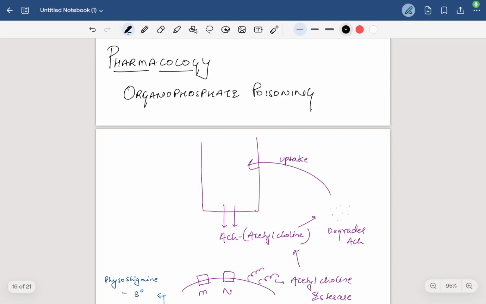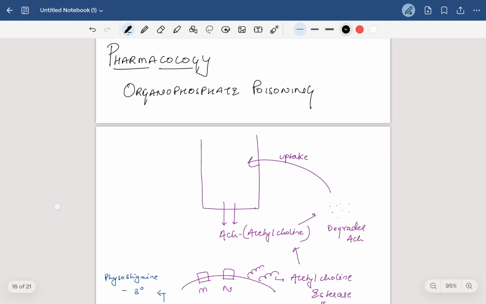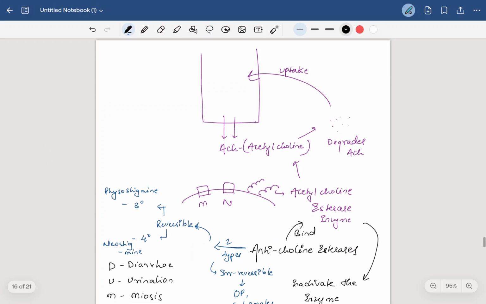Today we are going to be learning about the topic organophosphate poisoning. It is a very important topic and a frequently asked question in pharmacology, and it is also very important in the clinical aspect, and it is very interesting. So let us start learning with this.